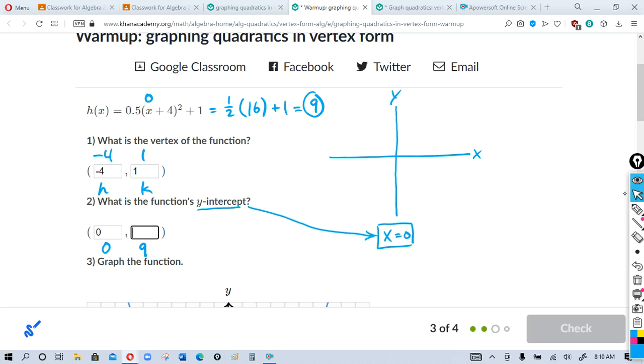0, 9. Okay. And now that we have the vertex and we have a y-intercept, we can graph the function. We only need 2 points. So I can delete everything else here.